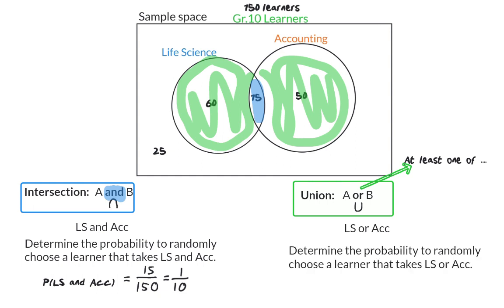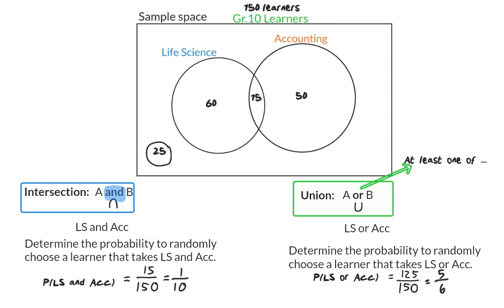So if you are asked to determine the probability to randomly choose a learner that takes life science or accounting, it would be the 60 learners taking only life science, the 50 taking only accounting, and the 15 taking both. So the only part not forming part of this answer will be the 25 not taking either of the two subjects. So this will be 125 out of the 150 learners.